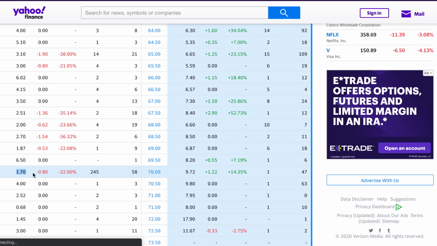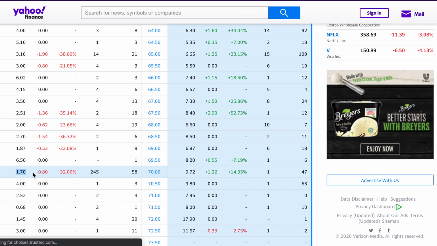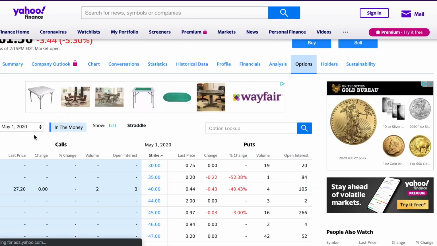These call options, which are on the left side here, are trading for $1.70. You multiply that by 100 to get the actual price when you go to buy the option. So that would actually cost you $170 to purchase this option. So why would you want to purchase this option? You think that Starbucks is going to go above 70 before May 1st, the expiration date.